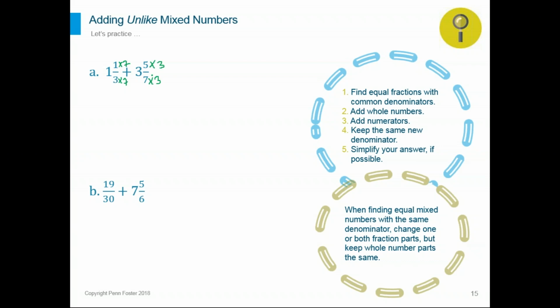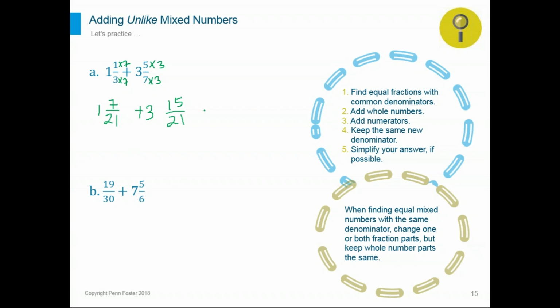Rewrite the problem. Notice that I did not multiply the 1 times 7 or the 3 times 3. That is another common mistake that I see in students' work. We did not change the whole number parts, only the fraction parts. So rewrite the problem. 1 and 7 over 21 plus 3 and 15 over 21.